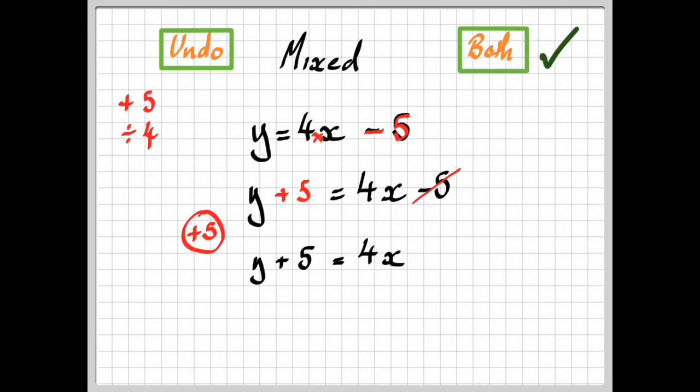Now I need to get rid of that 4x. How do I do that? Yeah, I divide out by 4, just like we've done in the previous slides. So dividing by 4 cancels that 4 out in front of the 4x, and then I divide everything, the y plus 5, everything by the 4. And we are done, everybody.